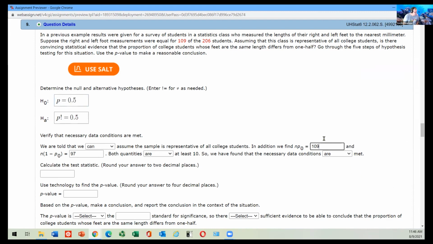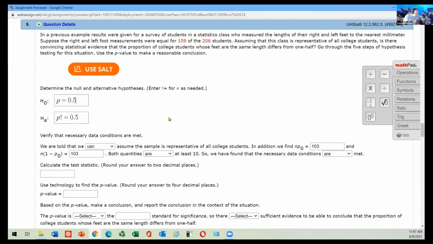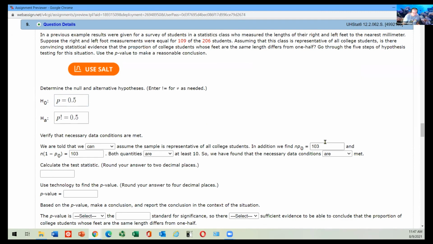So, phew, 206 times P naught is 103. And 1 minus P naught is also 103. Because when P naught is 0.5, that's the sample size times 0.5. That was my mistake, I did that wrong. I'm sorry.